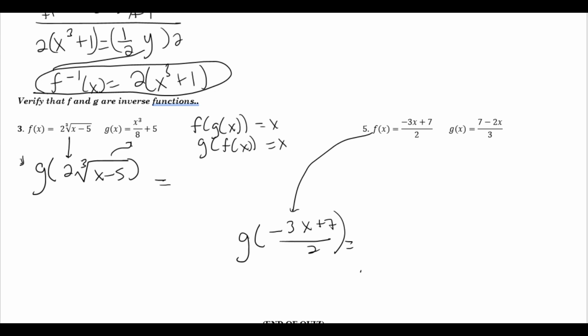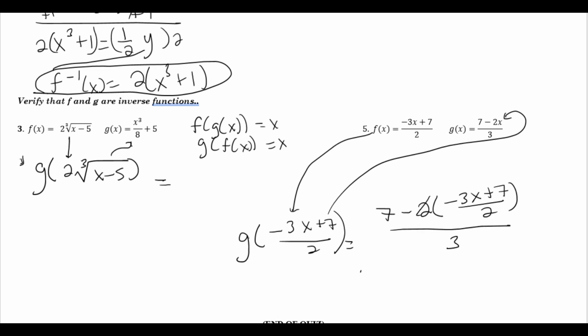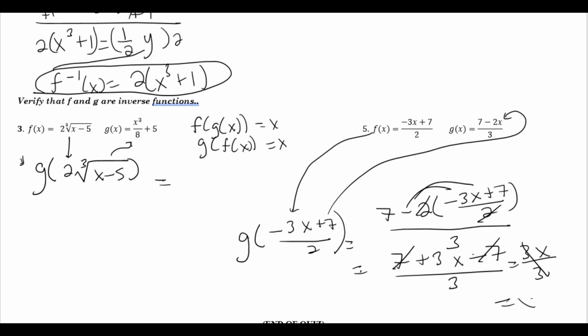All right, so g is that. So 7 minus 2x. So x gets replaced with this now. This gets plugged in for x here. Notice that the 2's cancel. Remember to distribute that negative. So you've got 7, 2 negatives make a positive 3x. A negative and a positive makes negative 7. And then we have over 3. So the 7's cancel. 7 minus 7 is 0. 3's cancel, leaves you with x. So that means these are both inverses.